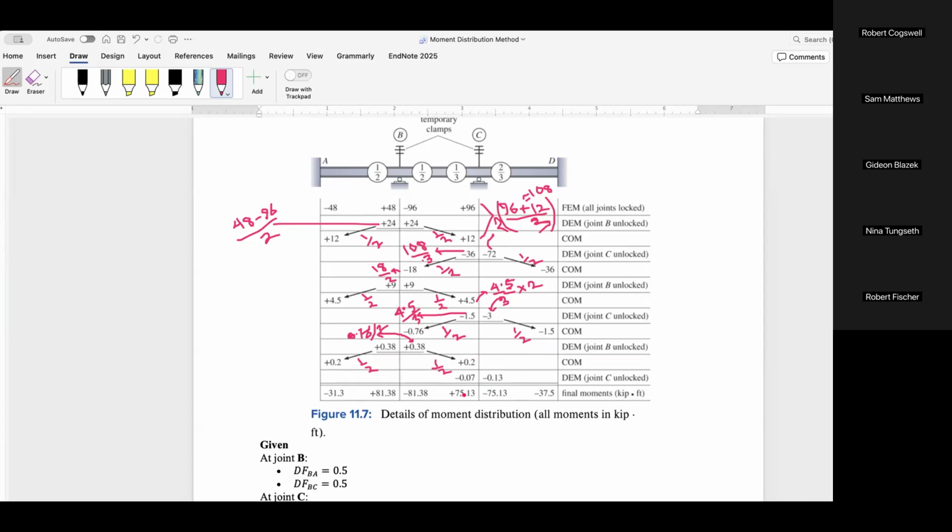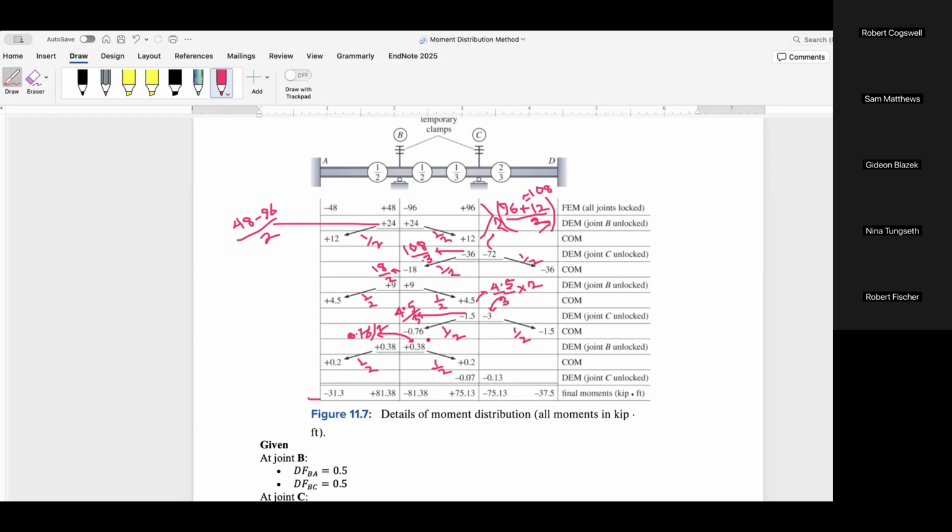And the final moment, this one is the summation of 48 plus minus 48 plus 12 plus 4.5 plus 0.2 to minus 31.3. Again, you don't need to show those things. If your answer is correct, then me and my TA will think that you already know those things. The summation of all the moments you have, just do the summation, you will get 81.38.